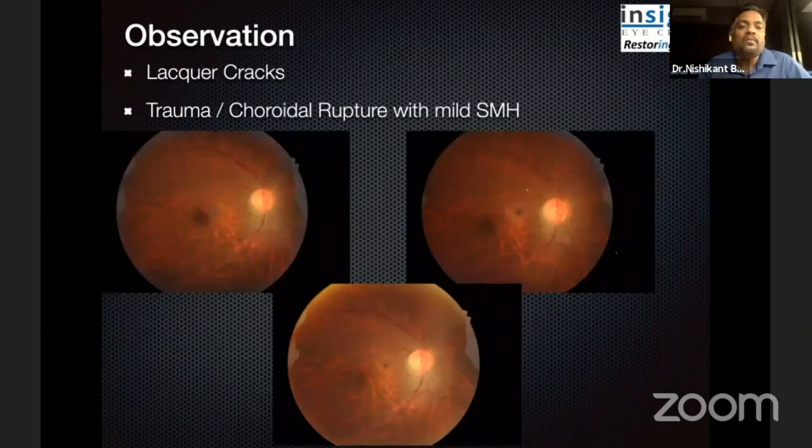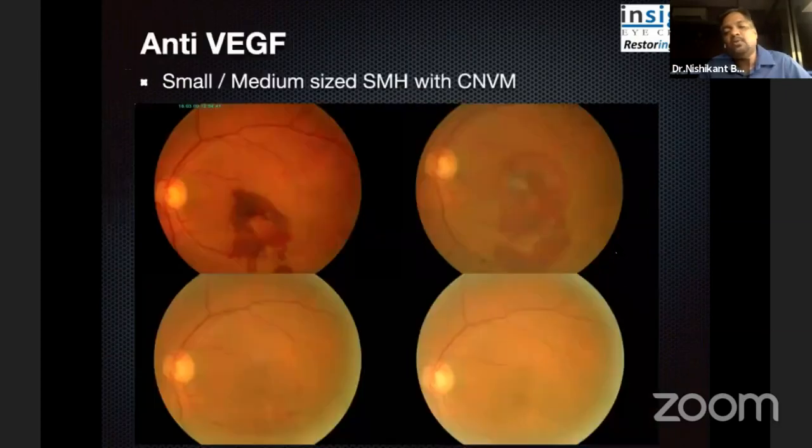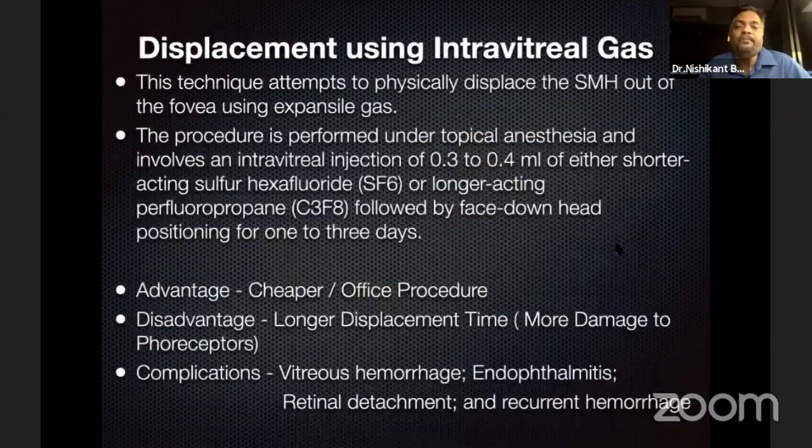Now, this is the case of a very mild bleed which was due to a lacquer crack, or if you have a trauma or a choroidal rupture with a mild submacular hemorrhage. Here you can just observe, and over a period of time, you can see the hemorrhage goes off without much damage to the photoreceptors. And this is a medium-sized submacular hemorrhage, which is thin. It is not very thick. It is from CNVM, and just by giving anti-VEGF agents, you can see that the hemorrhage has got cleared and the patient recovered a good amount of visual acuity.